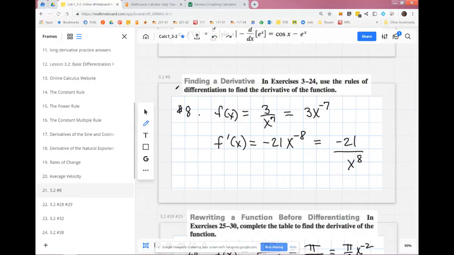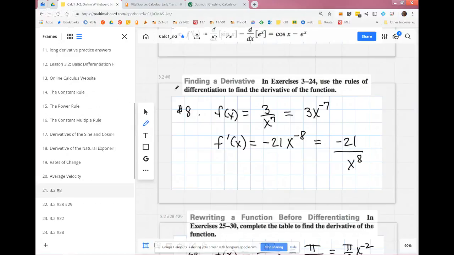Number 8, find the derivative. Real easy, 3 over x to the 7th. You got to get that x to the 7th out of the denominator, because at the moment I haven't shown you how to take the derivative of a division problem. That's coming tomorrow. But anyway, what's another way to write 3 over x to the 7th? 3x to the negative 7.